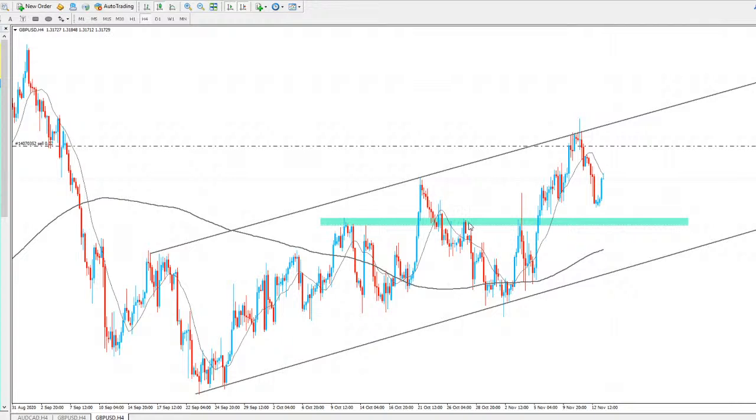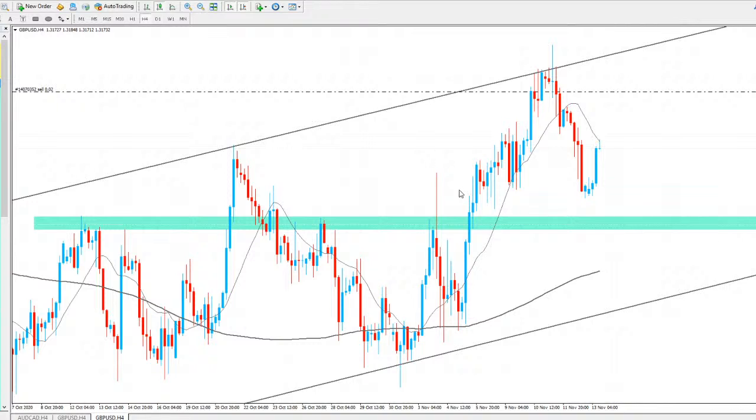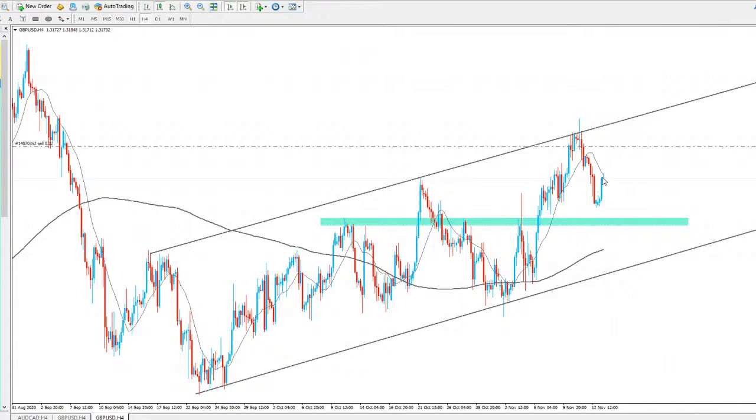Got resistance there, resistance there again, so that will be acting as support. So you can see we didn't quite get to that area. We missed it by a little bit, but then we did get that bullishness come back into the market. So we could see price continue higher, maybe go and test the trend line again, or maybe test some previous resistance. And if that's the case, I'd probably look to exit my position if we do that.